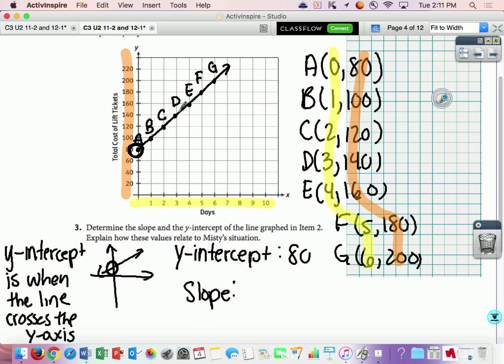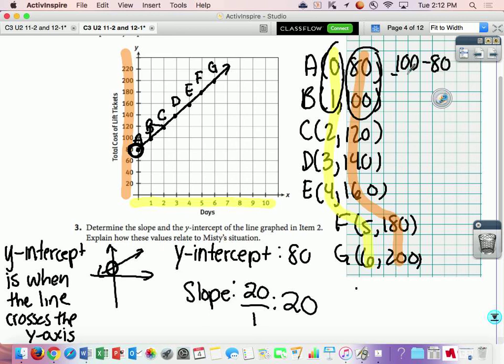Okay, my slope, if you remember from the last lesson, there are two ways we can do our slope. We can pick 2 points, okay, and then we can see we are going up 20 over 1, okay, so it'll be 20 over 1, which is 20. Or you can pick your 2 points, and you can say, okay, I'm going to pick this one and this one. 100 minus 80 goes on top. 1 minus 0 goes on bottom. You're left with 20 over 1, okay? So that again simplifies to 20. So your slope is 20.